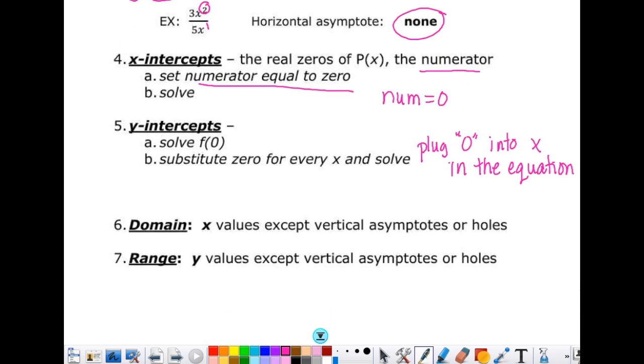Then the domain is all real numbers except the vertical asymptote, which we just wrote a minute ago. It's not the x of the hole. The range is all the y values except, oh, that's wrong. It's not the horizontal asymptote. I didn't catch that in first and second period. And it's not the y of the hole. I need to go in and fix that for next year.